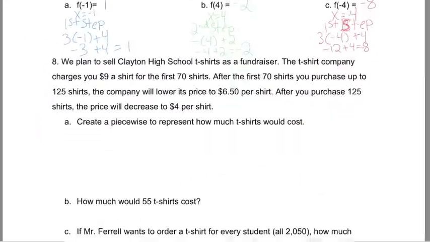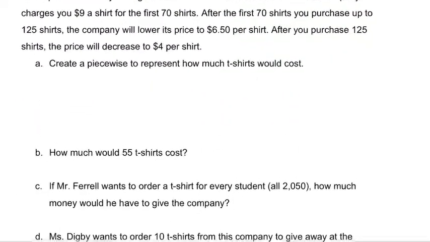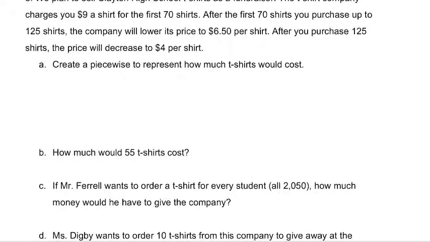Alright, and then this is the word problem we focused on. We plan to sell Clayton High School t-shirts as a fundraiser. The t-shirt company charges you $9 a shirt for the first 70 shirts. After the first 70 shirts, you purchase up to 125 shirts. The company will lower its price to $6.50 per shirt. After you purchase 125 shirts, the price will decrease to $4 per shirt.